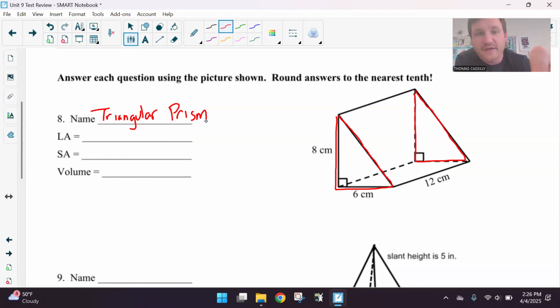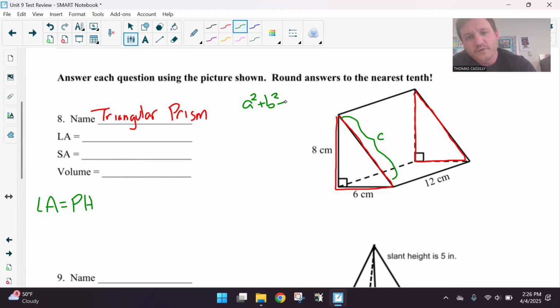All right, they're asking us for the lateral area. I know the formula for the lateral area is equal to the perimeter of the base, so there's a capital P, times the height of the prism. Now, the perimeter, for every shape, no matter what, is just the sides added together. If you look at this one, we do not know this side over here, but we have a right triangle. And we've done this a million times now. I know if I have two sides of a right triangle, I can always find the third using the Pythagorean theorem. So let's just plug it all in.